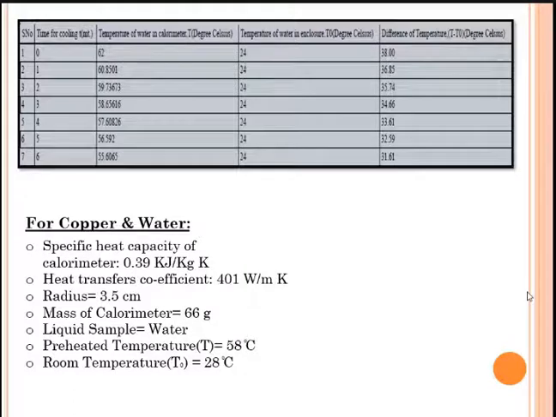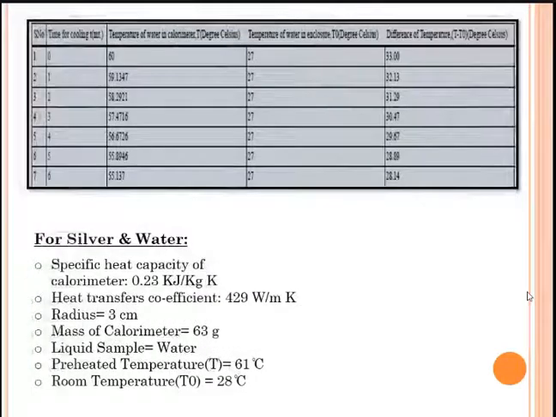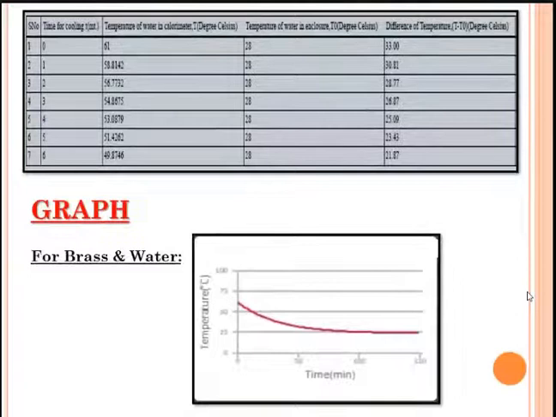Now this is the data for copper and water. Next slide. We calculate the data for aluminium and water, and then we calculate the data on the basis of silver and water. From this data we can see that in every case, as the time increases, the temperature difference decreases. Now Gitika will take it further.